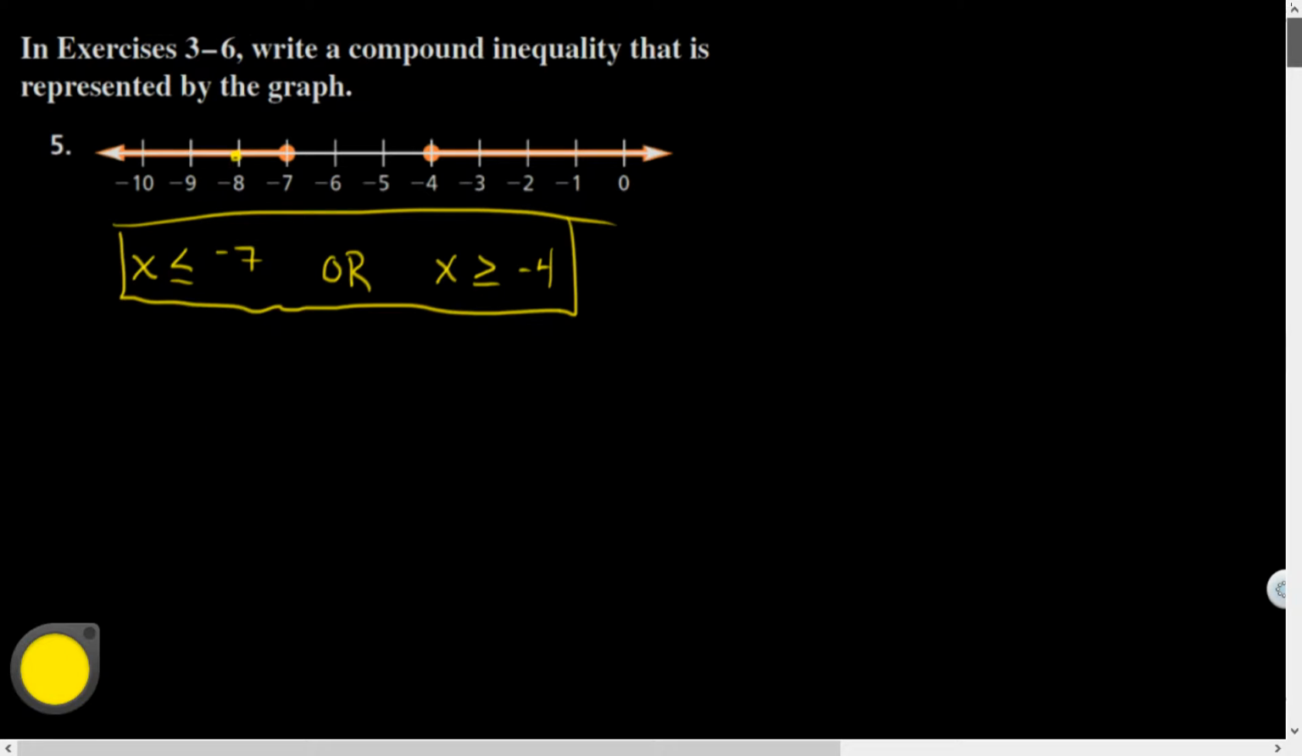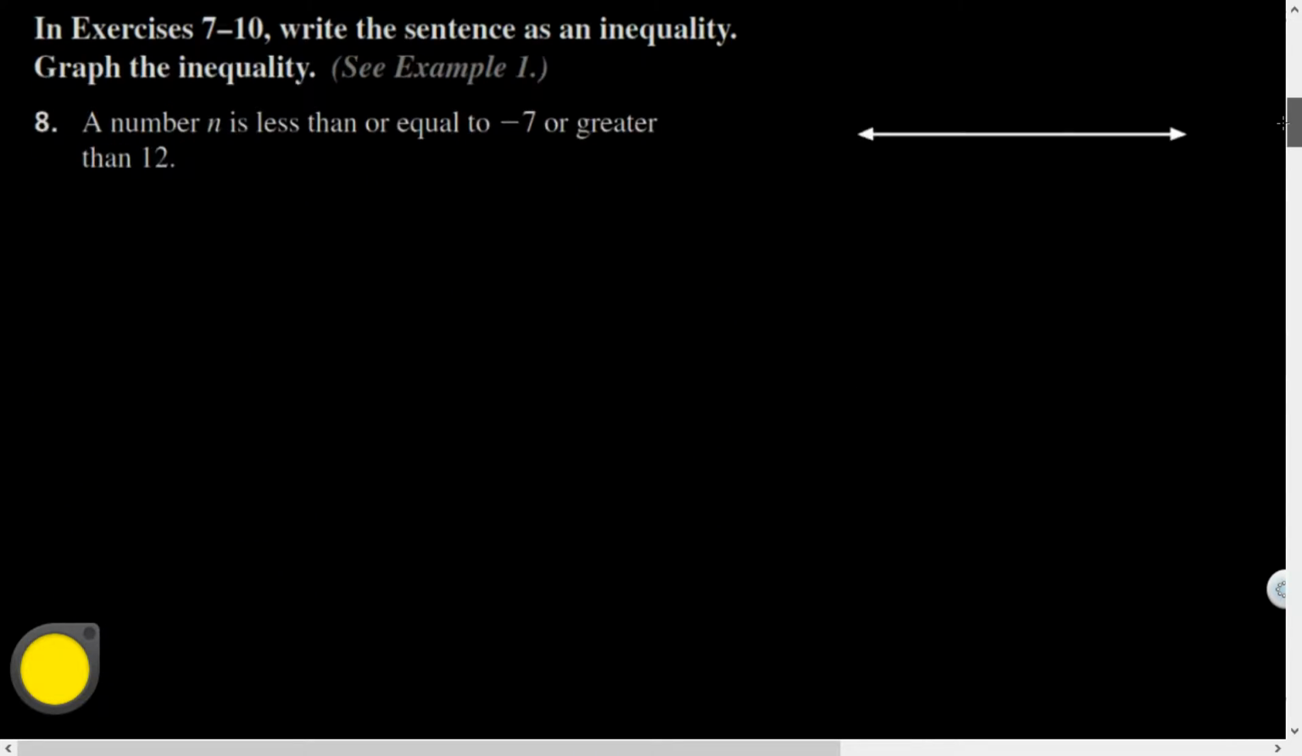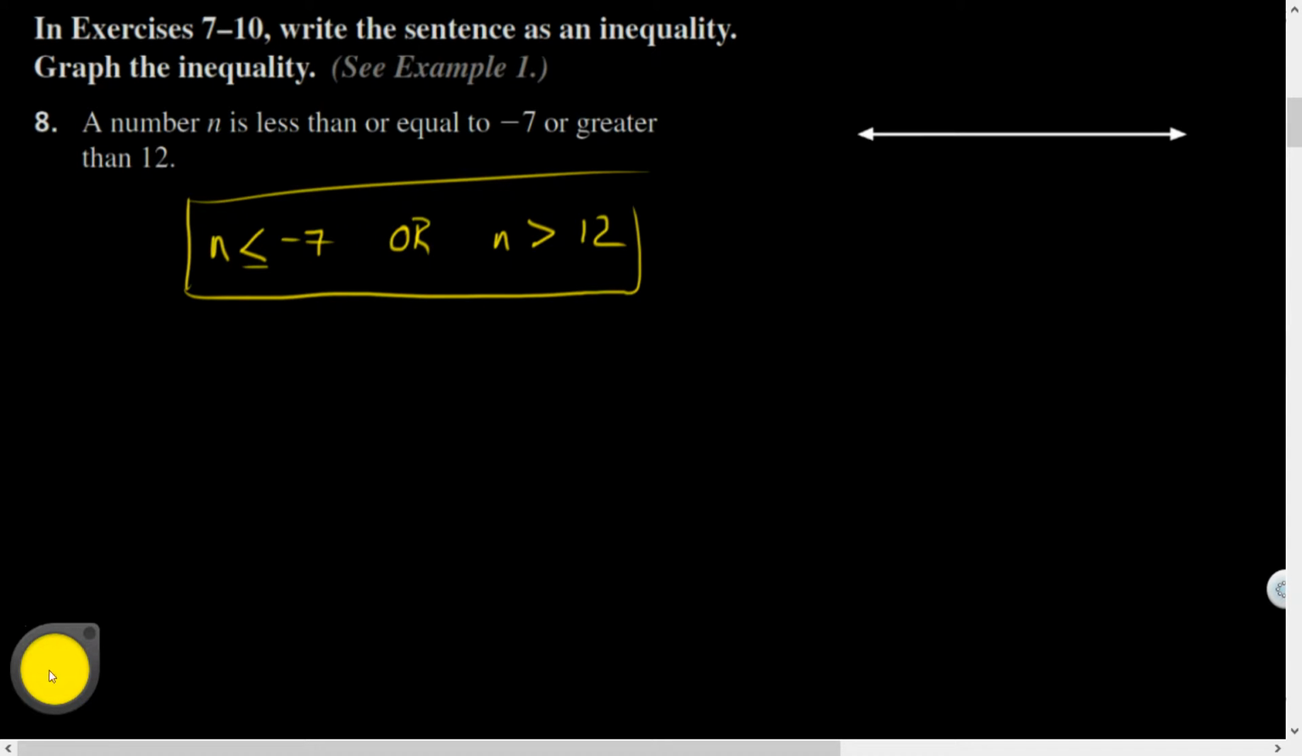Let me go back. I think that's it, right? Yeah, they just wanted me to write the inequality that represented the graph. That was it. All right, here we go. Here's some words, and we want to write them into math. So it says a number n is less than or equal to -7, or greater than 12. So that means the same n number is greater than 12. All right, so there's my compound inequality that represents both of those things.